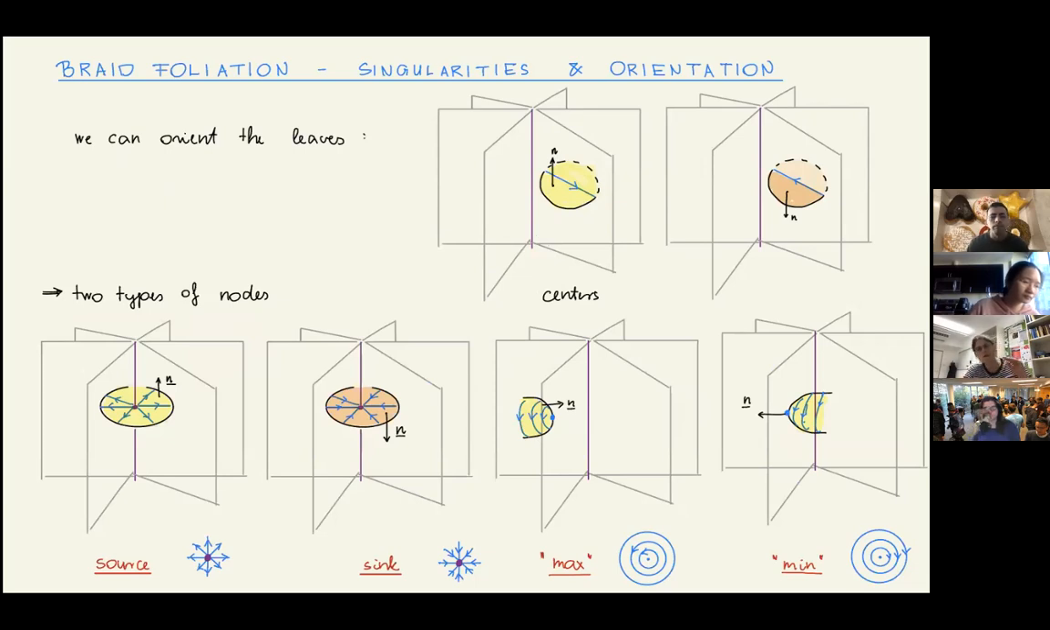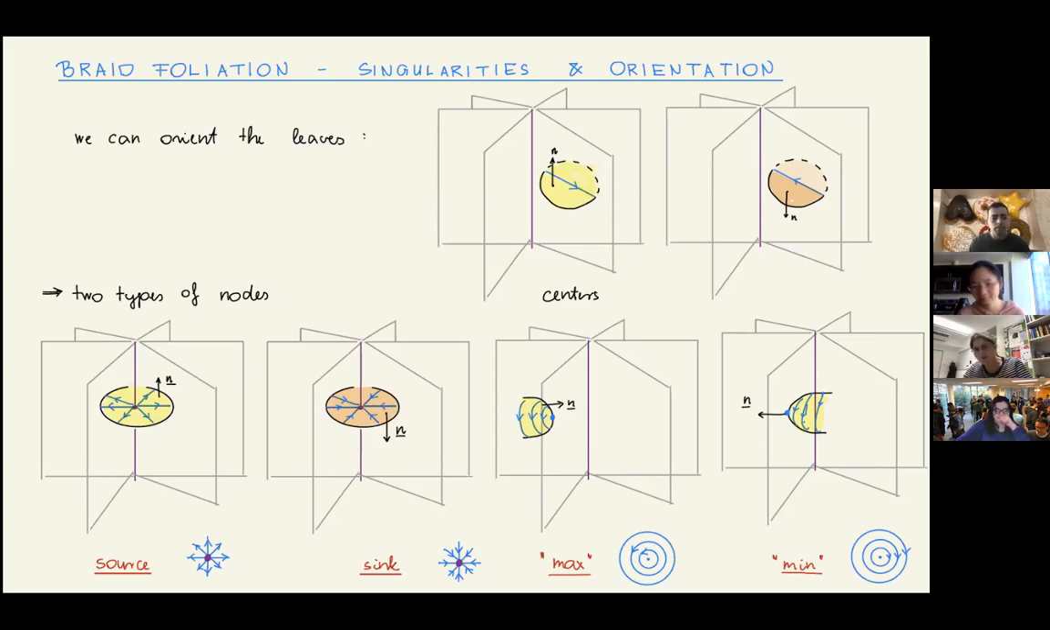And then this way you can distinguish 2 types of nodes, these 2. The ones which are top up, and the ones which are bottom down. So these are sources, where the orientation is going outwards, and the other ones are sinks. And you can also differentiate centers. There are yellow maximums, where the orientation is counterclockwise, and then there are minimums where the orientation is clockwise.